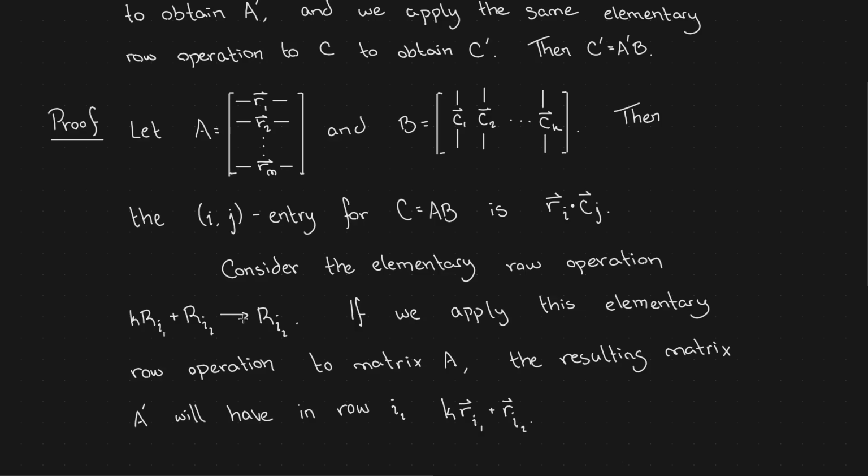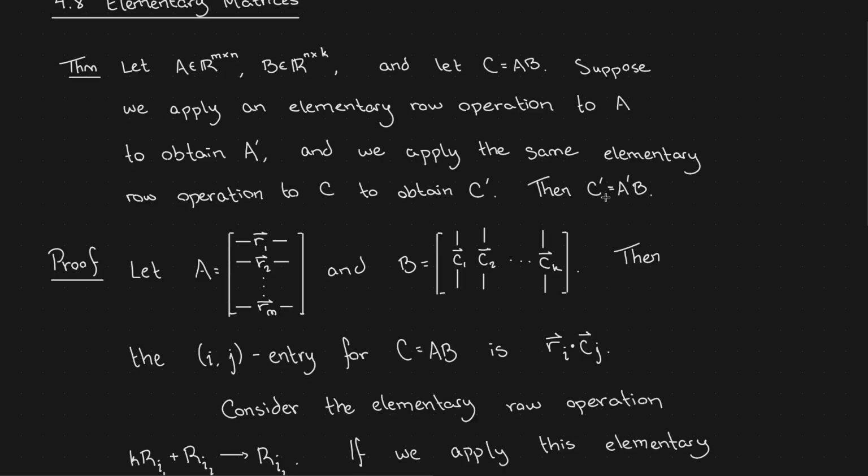And A prime is my new matrix after I apply that elementary row operation to matrix A. Now what I want to do is show that A prime B is equal to C prime. So I'm going to do what I usually do when showing two things are equal: calculate what happens on the right side, calculate what happens on the left side, and show that I get the same thing.